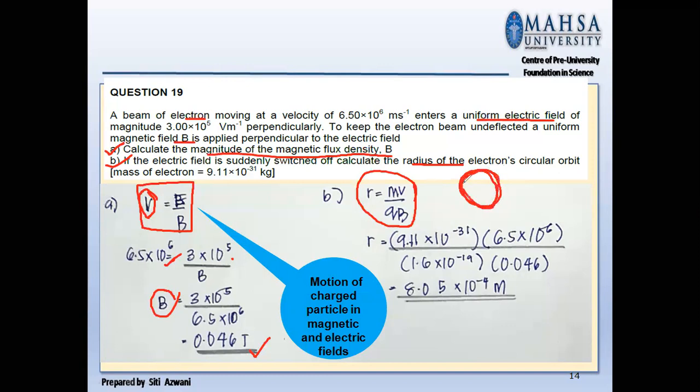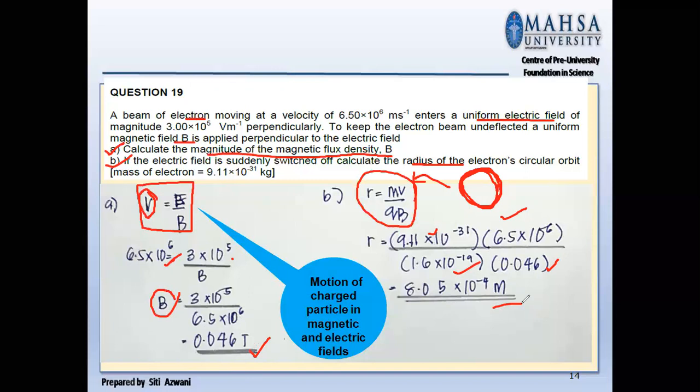When your charged particle moves in a circular motion, you need to apply this formula: r equals mv divided by qB. Substitute here the mass of your electron, the velocity of your electron, and the charge of the electron. B is the magnetic field from the first part. Then solve for r, the radius of the electron's circular orbit. Do you understand or not?